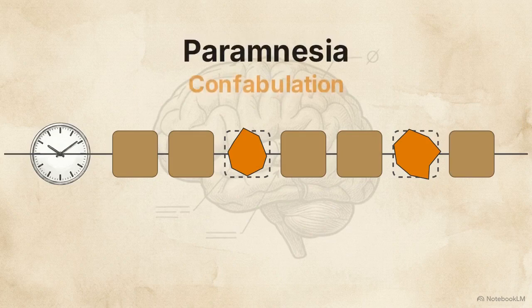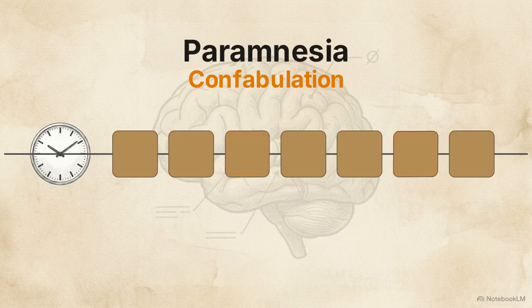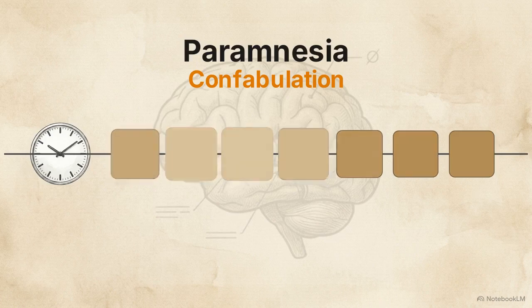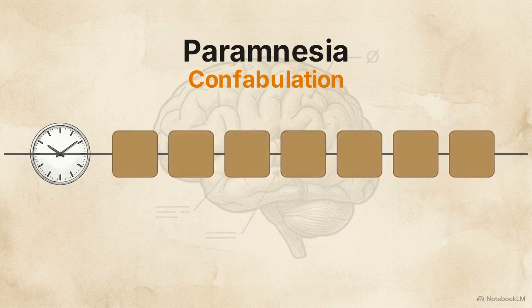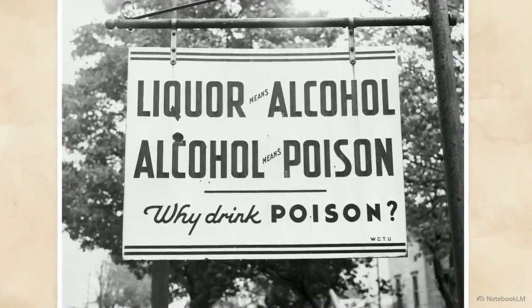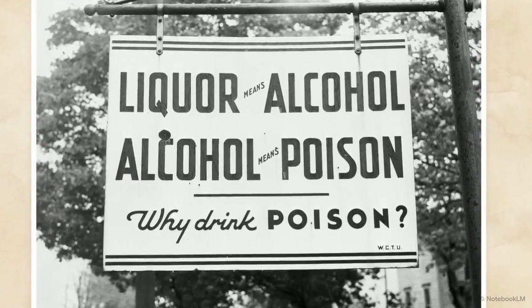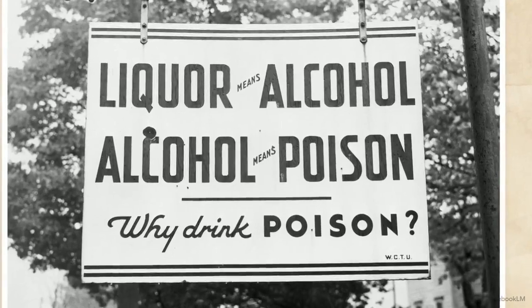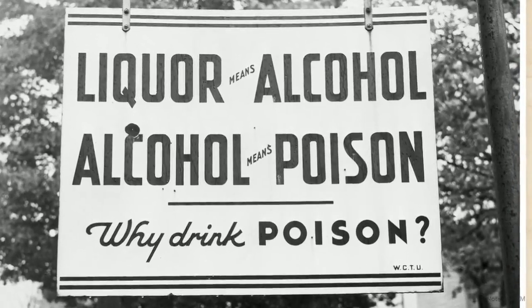A major paramnesia is confabulation. The brain unconsciously fills gaps with fabricated stories, and the patient believes these patches to be absolute truth. Clinically, we heavily associate confabulation with Korsakoff syndrome, which traces back to chronic substance abuse, specifically alcohol toxicity.